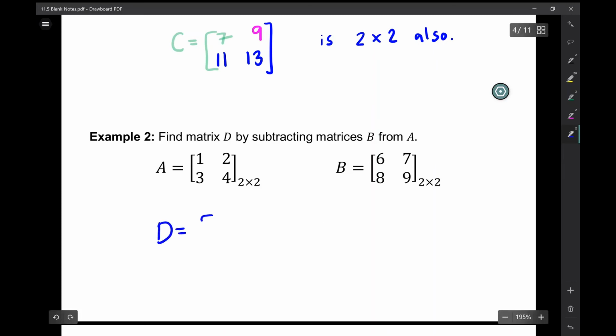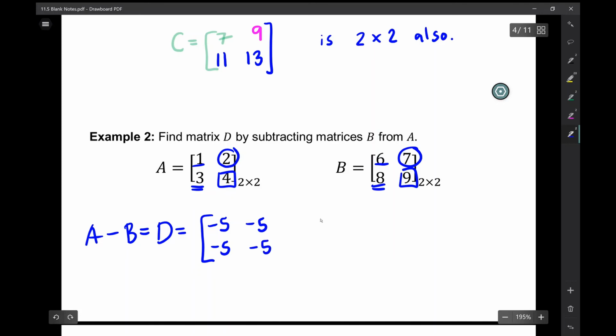Matrix D is going to be matrix B subtracted from matrix A, so that's going to be A minus B. So A minus B, we're going to take 1 and we're going to subtract 6 from it to give us negative 5. We're going to take 2 and subtract 7 to give us negative 5. 3, subtract 8, negative 5. And 4, subtract 9, also negative 5. This doesn't happen every time. It's just because these are all exactly 5 apart.